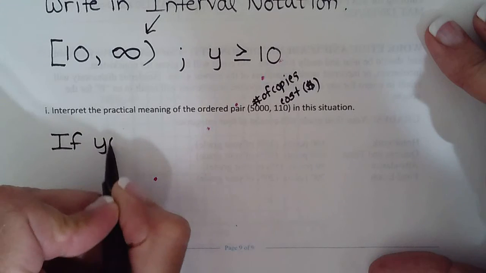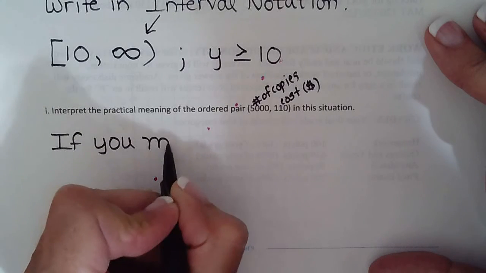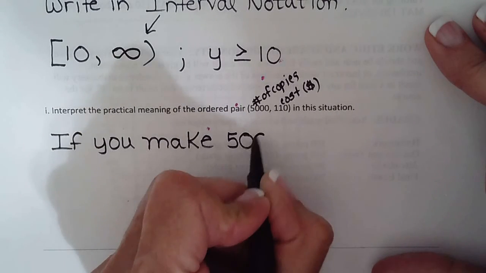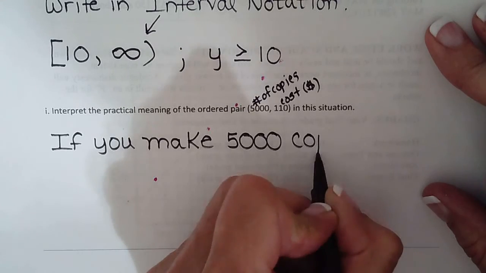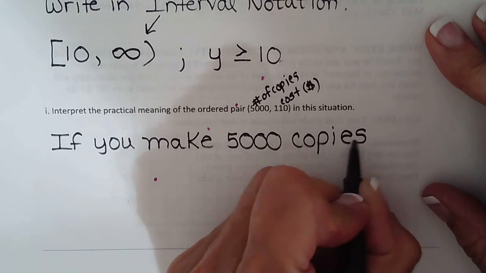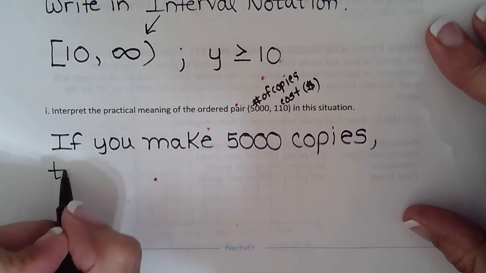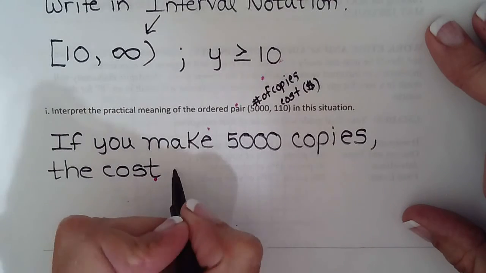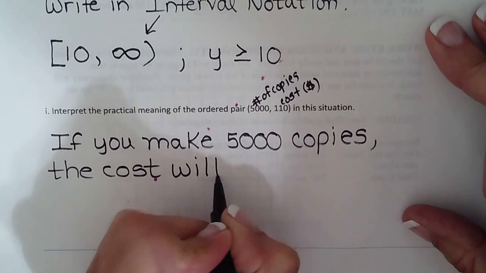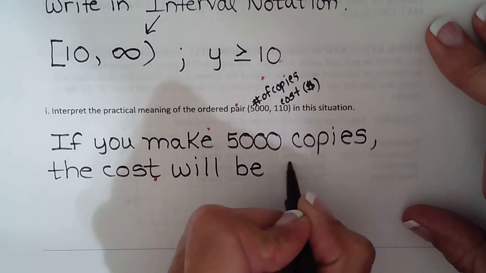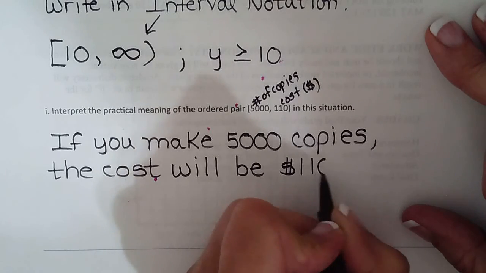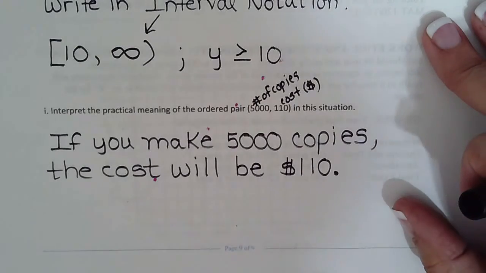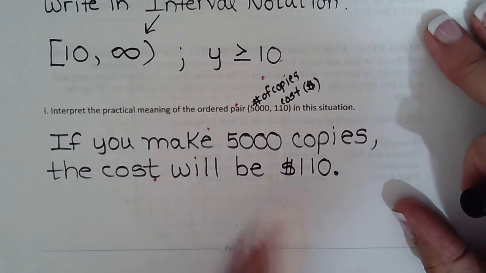If you make 5,000 copies, comma, the cost, or total cost, either one, will be $110. And like I said, make sure you label everything. 5,000 has to have copies attached. 110 needs to have dollars.